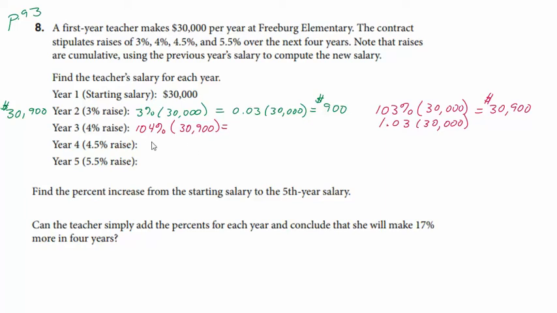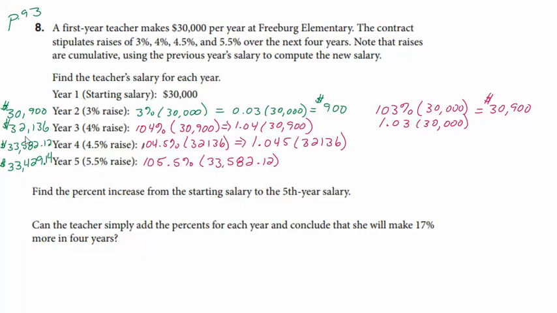So if we punch in 1.04 times 30,900, let's see what we get. 32,136. Year 3, 32,136. All right, pause the video, figure out year 4, year 5, and then start it.